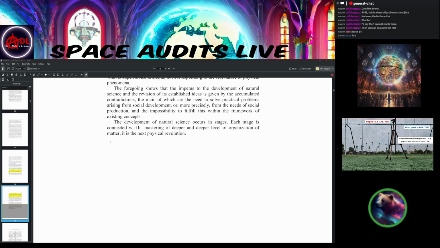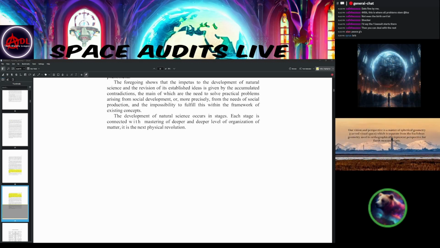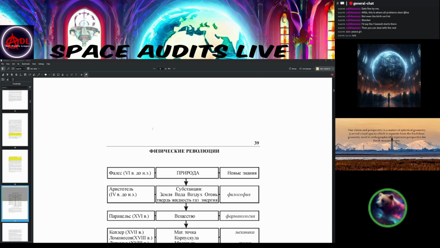The development of natural science occurs in stages. Each stage is connected with mastering deeper and deeper levels of organization of matter in the next physical revolution.